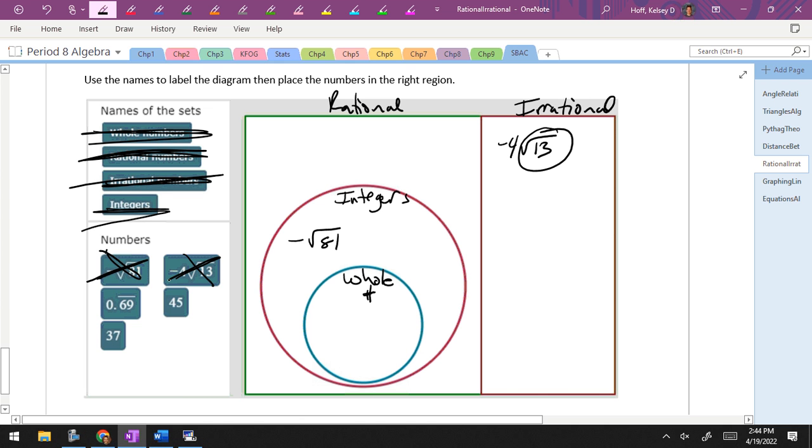0.69 with a line above it. Rational. Rational, irrational? Rational. 0.69 with the line above it. 45. 37. Whole number. Nicely done.